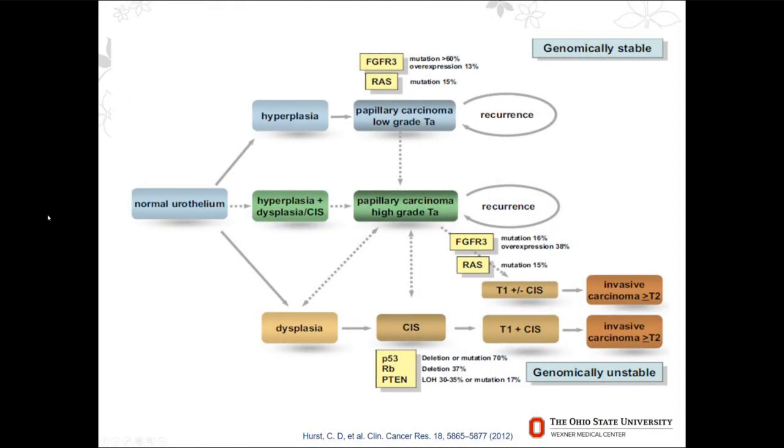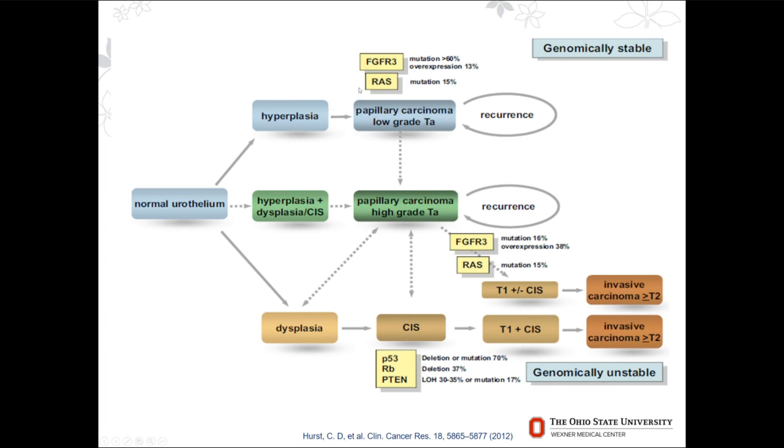So very simplistically speaking, if you look at normal urothelium, and you have to look at the urothelium in the context of what the normal cells around the urothelium look like. If you look at the normal urothelium, there are three possible pathways: hyperplasia, plus dysplasia, and CIS or dysplasia. And they have distinct molecular changes.